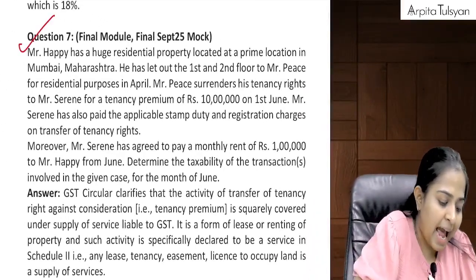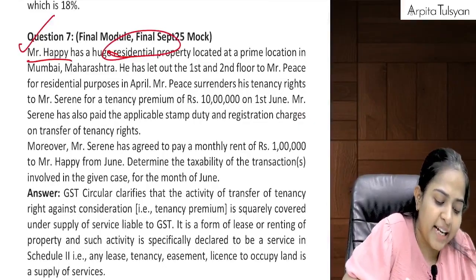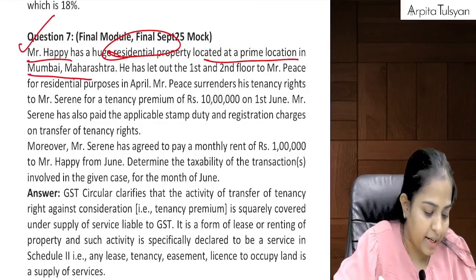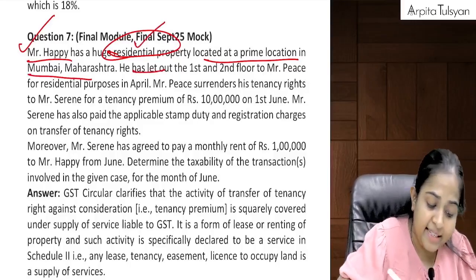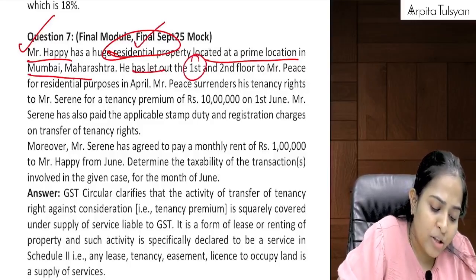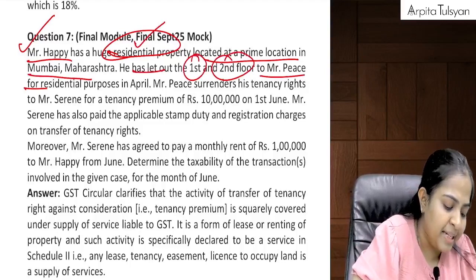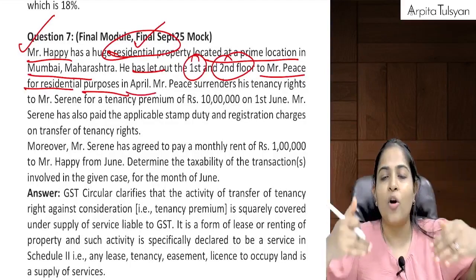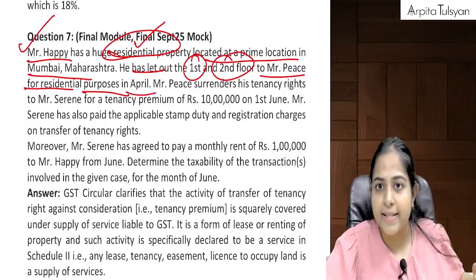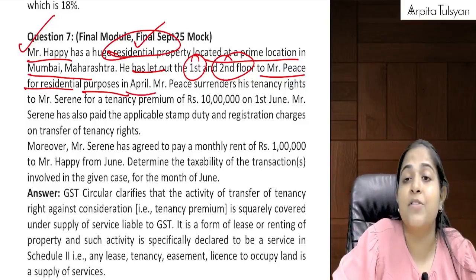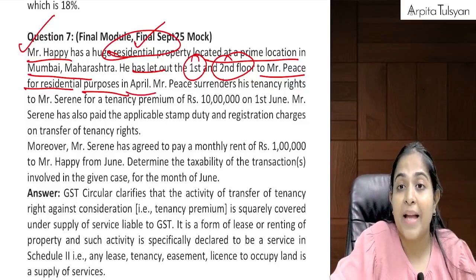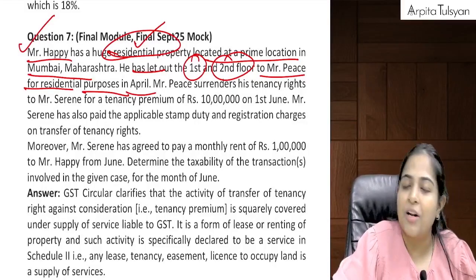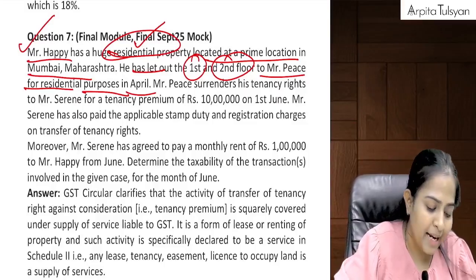Now, Mr. Happy has a huge residential property located at a prime location in Mumbai. He is the owner of the property. He has let out, and that is a residential property, the first and second floor to Mr. Peace for residential purpose in April. Residential property given on rent for residential purpose, that will be considered as what? That will be considered as exempt supply. We will study that ahead. It is exempt actually, means whatever rent we are going to get, that is going to be exempt.